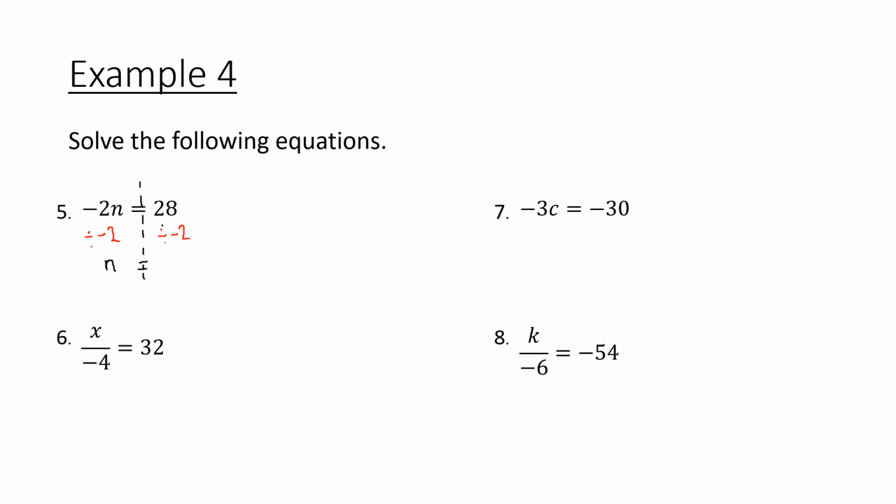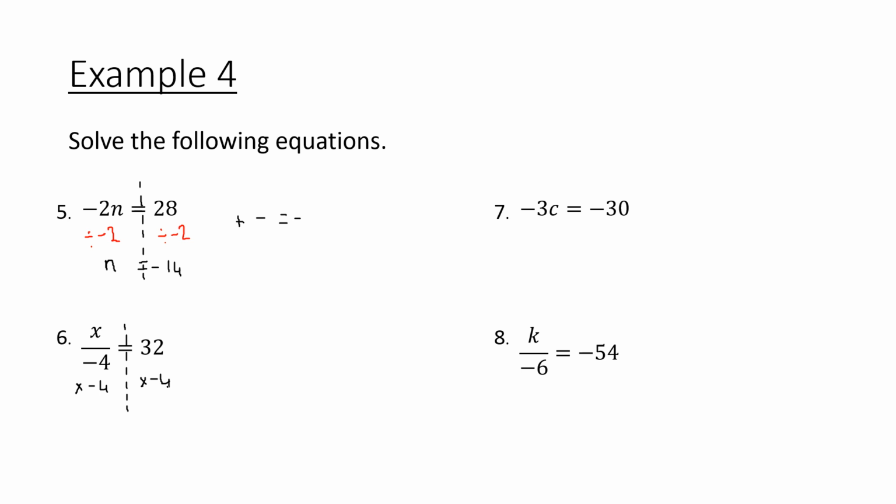So then now we do 28 divided by 2, minus 2. But let's do the numbers first. So 28 divided by 2 is 14, and we've got a positive number and a negative number. And remember, that gives you negative, so we get an answer of minus 14. Let's do this one here. So x divided by minus 4. So now we have to do the opposite of divide, which is multiply. So we have to multiply by minus 4 on both sides.